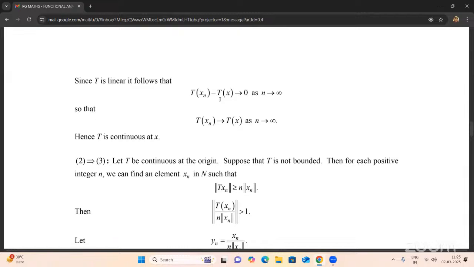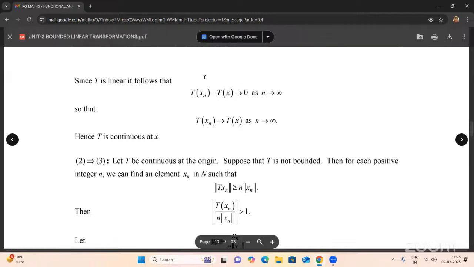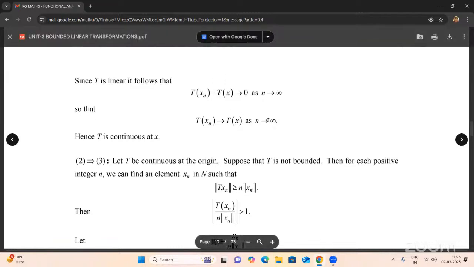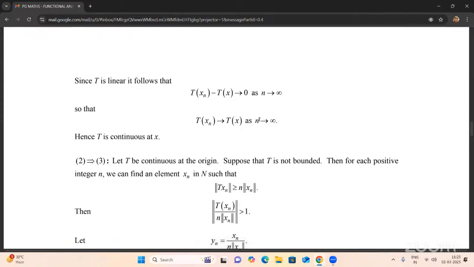Now, that can also be written by adding T of x on both sides: T of xn minus T of x plus T of x is 0. And again, this converges to T of 0 plus T of x, which means T of x. Directly, this is not converting into this side. That is not correct here. We are applying it on both sides and adding the plus T of x.